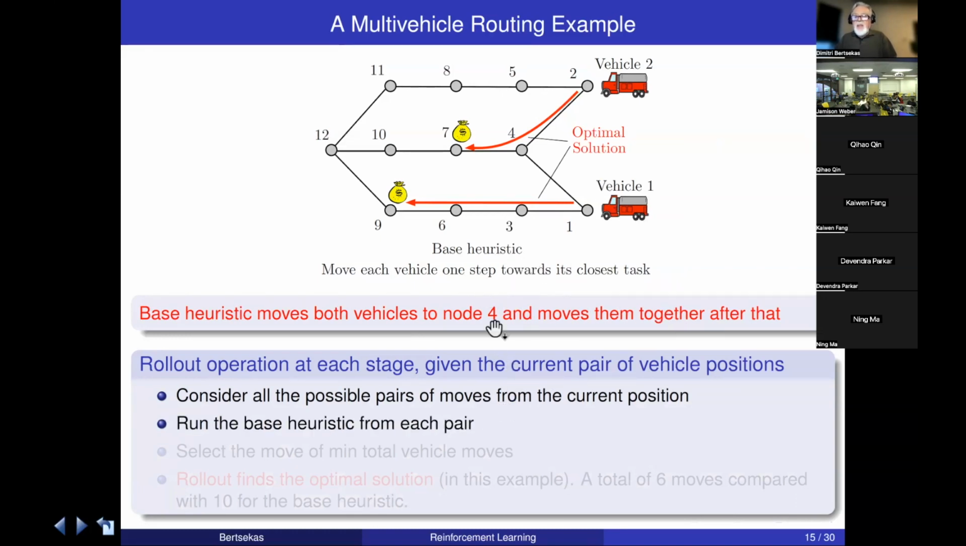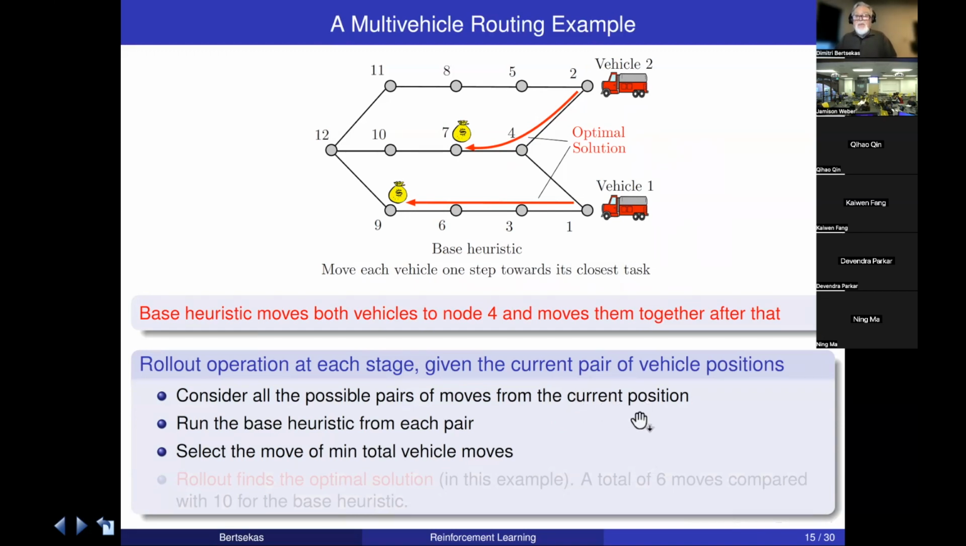We calculate the closest task and take 1 step in that direction. And then we compare the Q factors of the corresponding moves. So there are 4 Q factors to calculate here. And we select the move of minimum Q factor or minimum total vehicle moves.